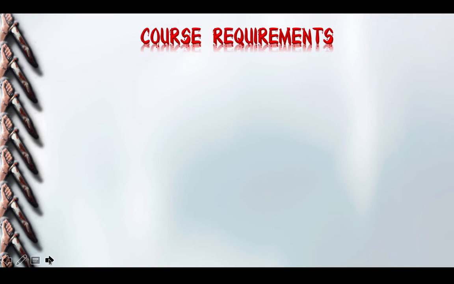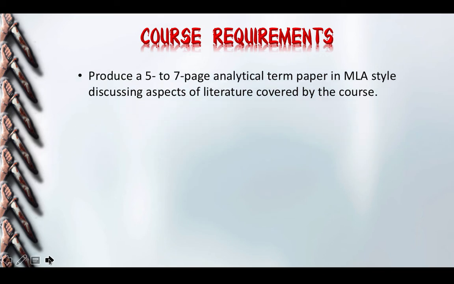Okay, there's some information on the syllabus about department requirements for the course, but again, they're very vague. So here's what we actually are requiring for this class. You're going to produce a 5 to 7 page analytical term paper in MLA style that discusses certain aspects of literature that's covered by the course.